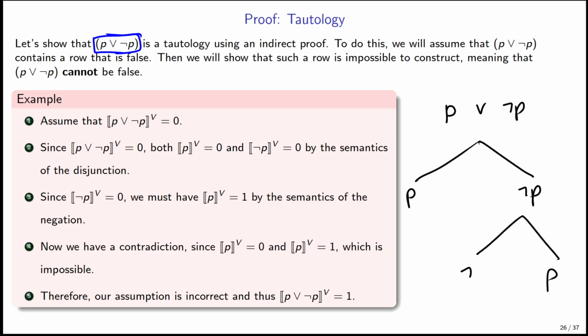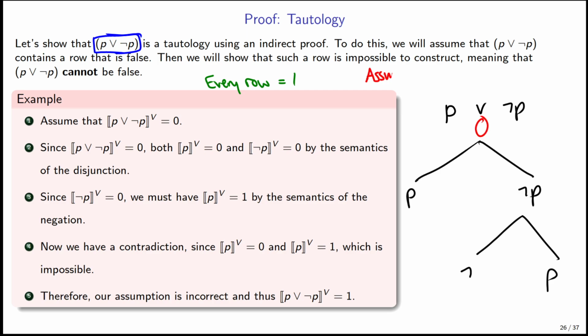Okay, so if it's a tautology, every row should equal 1. So what we're going to do, and I'm going to do this with a truth tree first on the right, and I'm going to explain it in words after on the left. Let's just assume this is false.